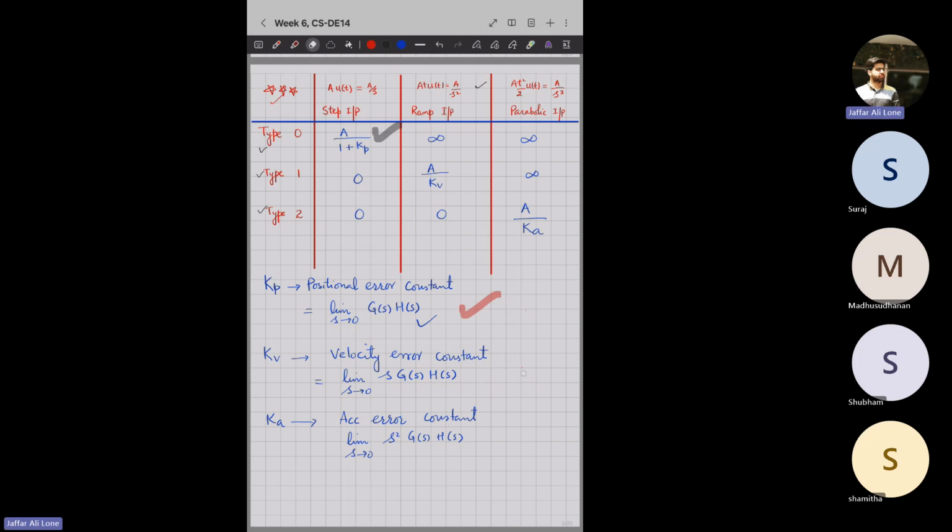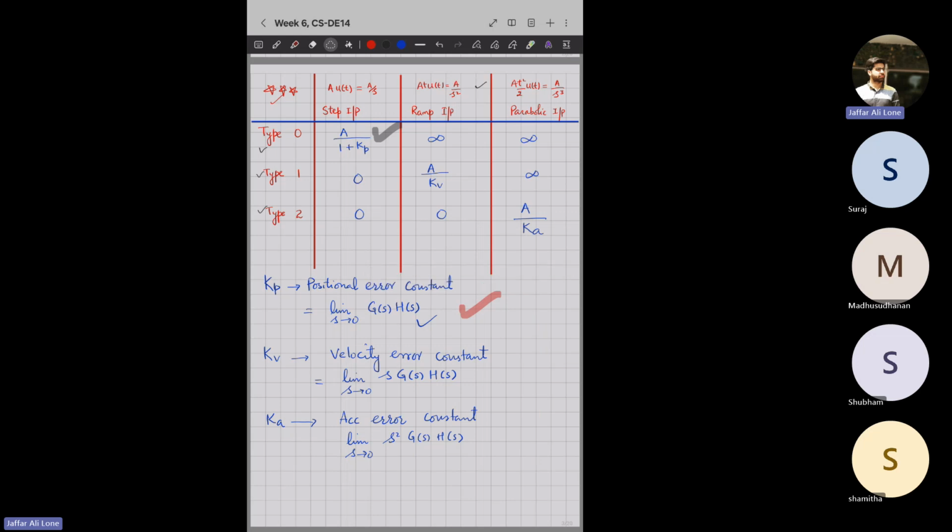You can remember it like this. If it is x, position, then this will be dx by dt, so one S will come. This will be d2x by dt2, so another S will come. This is the way to remember it. Okay.